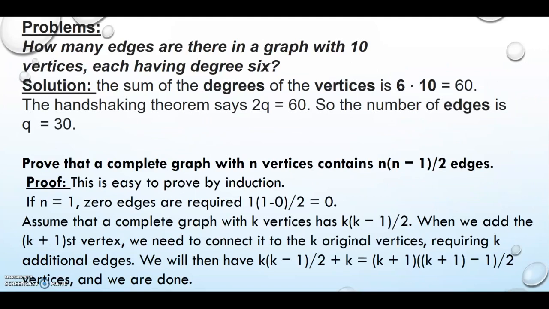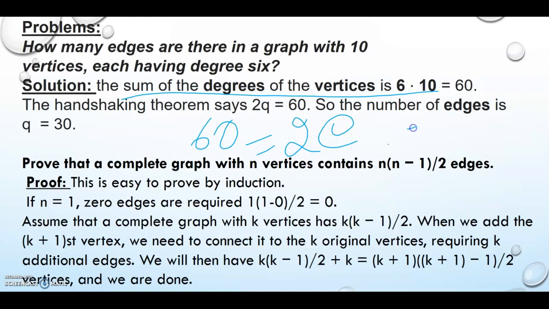And how many edges are there in a graph with 10 vertices, each having degree 6? All the vertices have degree 6. So the sum of all the degrees of the vertices is 6 into 10, which is 60. By the Handshaking Theorem, the sum of all the degrees, 60, is equal to 2 times E, where E represents the edges. So how do we get the number of edges?